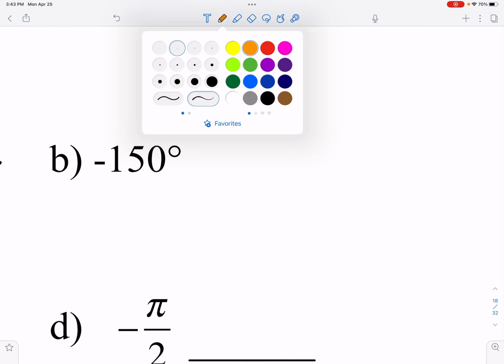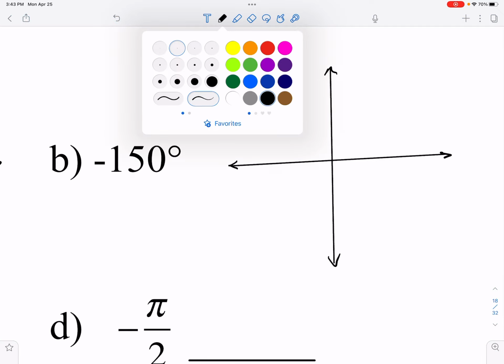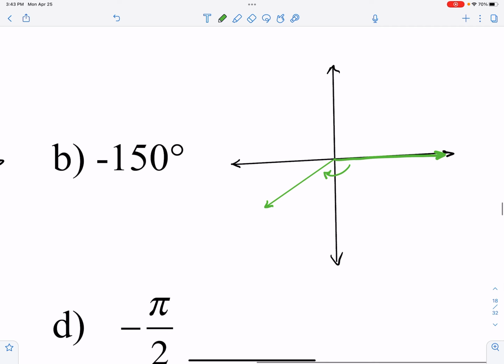Negative 150 degrees is rotating in the clockwise direction because it's a negative angle. So we think of it starting on the positive x-axis and then rotating in the clockwise direction. And negative 180 degrees would end up rotating all the way to the negative x-axis. But negative 150 degrees will end up terminating in quadrant 3.